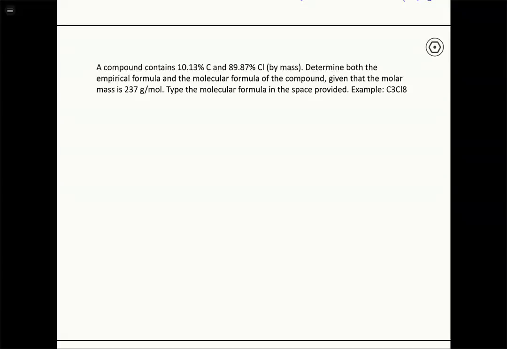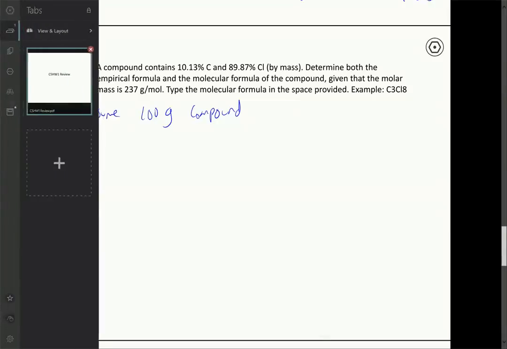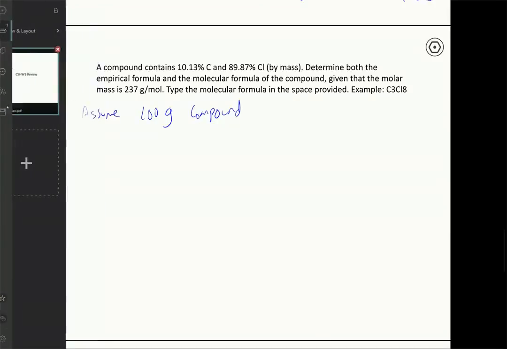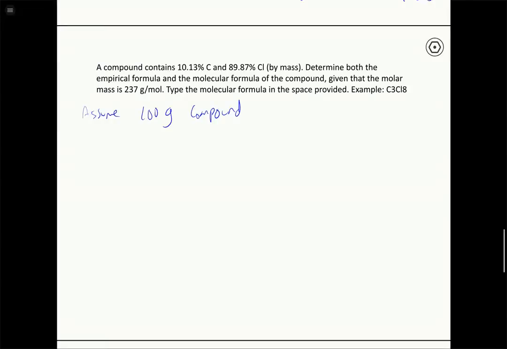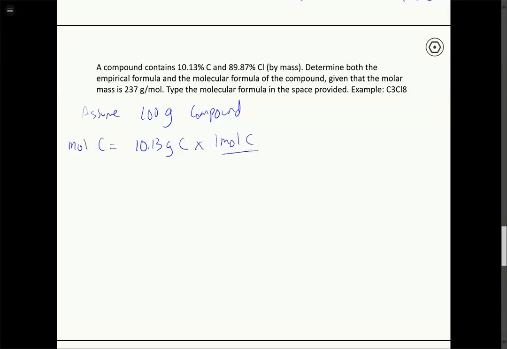So when we're given mass percents, we can use those to determine the empirical formula. That's the first thing we always have to do. So if we have mass percents, we're going to assume 100 grams of compound, and then those percents just become masses. So if you have 100 grams of this compound, you have 10.13 grams of carbon and 89.87 grams of chlorine. And the first thing we always have to do when we want to determine an empirical formula is convert the masses into moles. So to find the moles of carbon, we have 10.13 grams of carbon, and then we use the molar mass, or the atomic mass of carbon, which is 12.01.